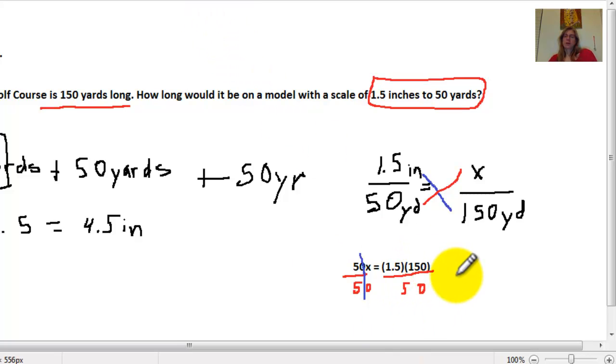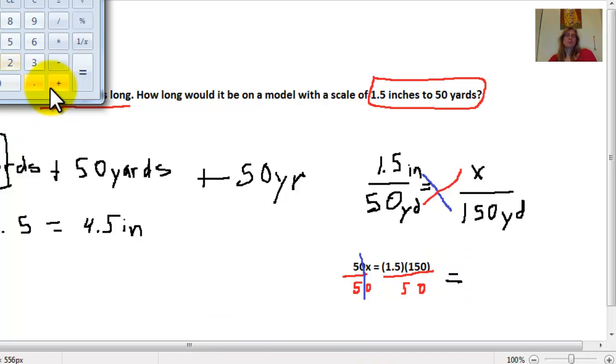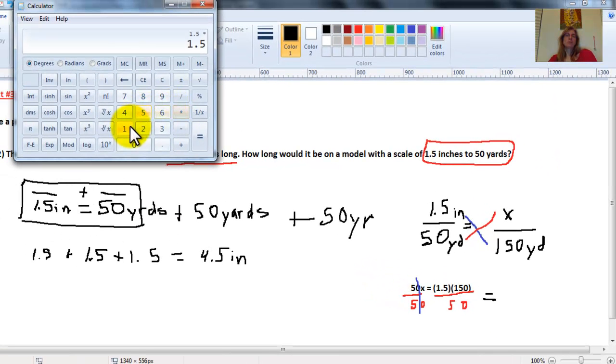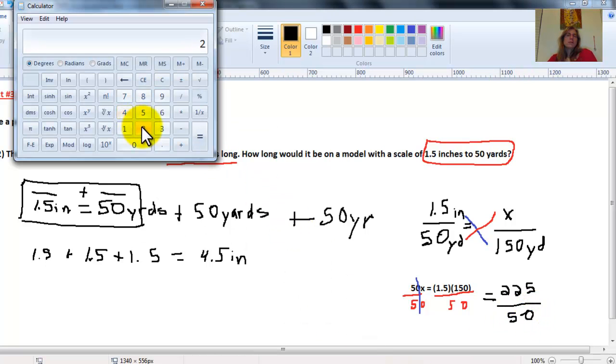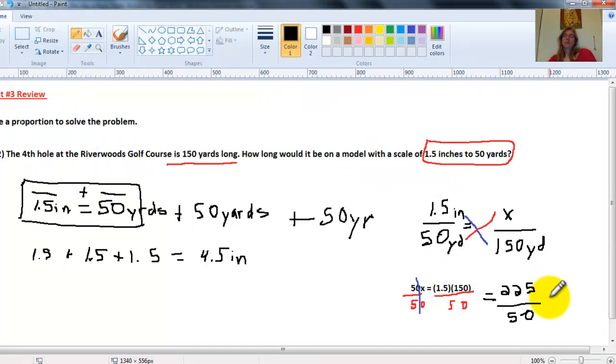So let's do the numerator, 1.5 times 150. 1.5 times 150 is equal to 225. So that's what's on top, and we still have the 50 on the bottom. So now we just divide 225 by 50. 225 divided by 50 is 4.5. So we'll have 4.5 inches, just as we had figured out that we would have.